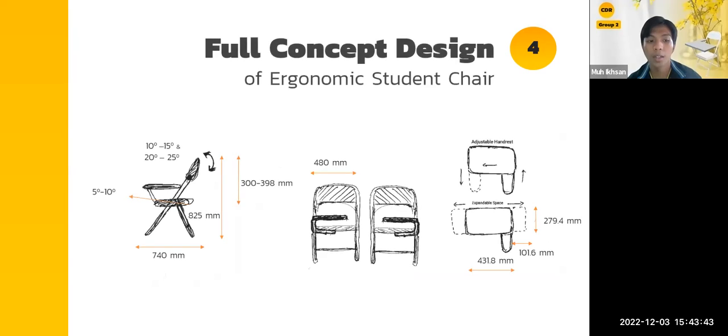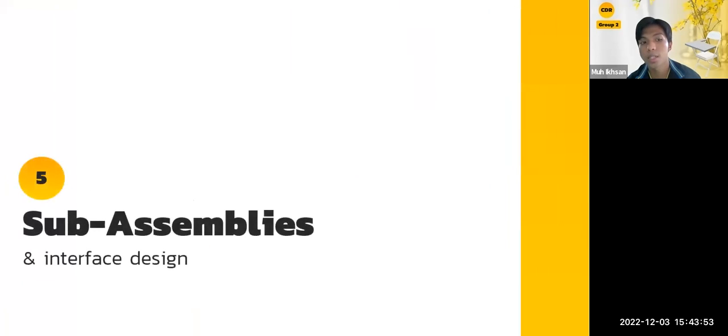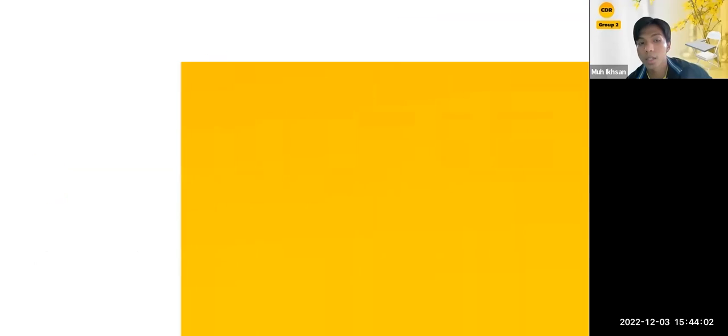And then go to the next slide, which is the full concept of the design. This figure shows the dimensional details of the chair that will be applied to the design later on. And then this is part 5, which is the assemblies and interface design. So go to the next slide.